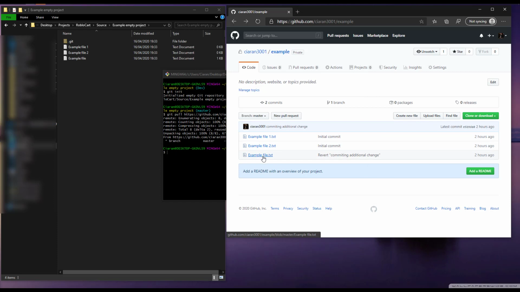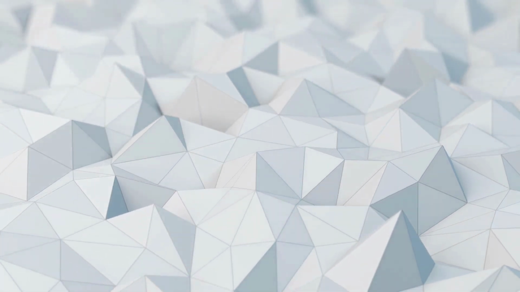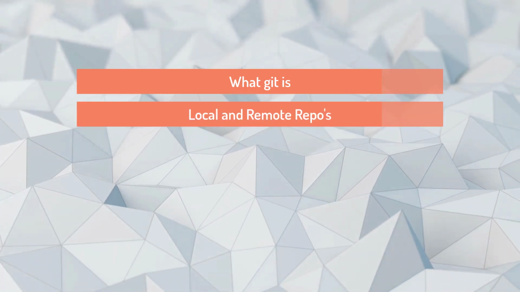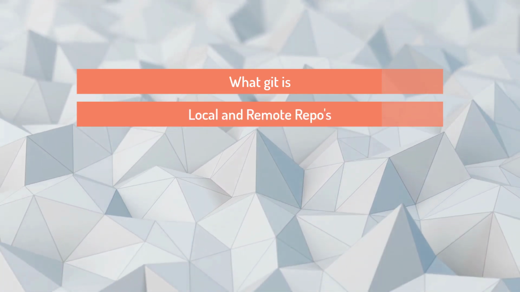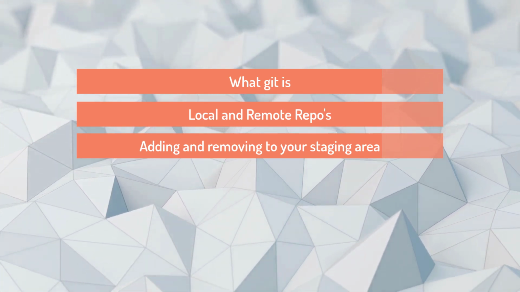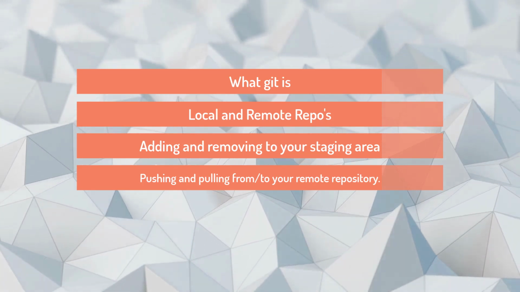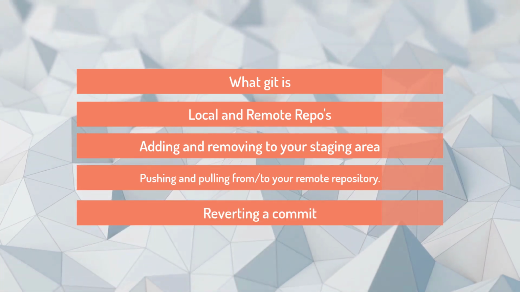When that's completed, we will then see the files copied into our project folder. In this video, we learned what Git is, local and remote repositories, adding and removing to your staging area, pushing and pulling to and from your remote repository, and reverting a commit.